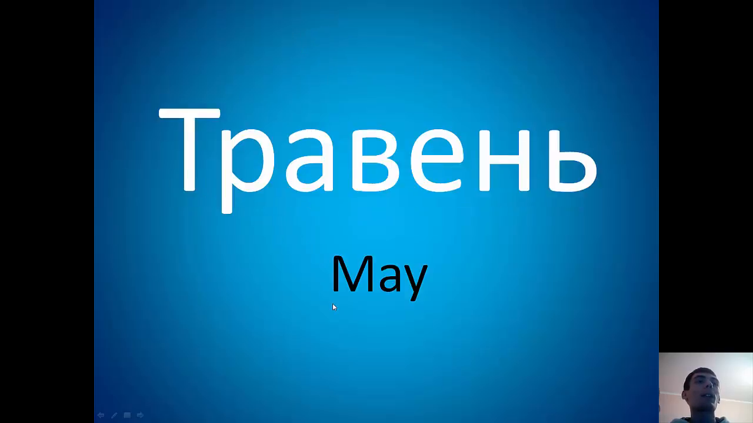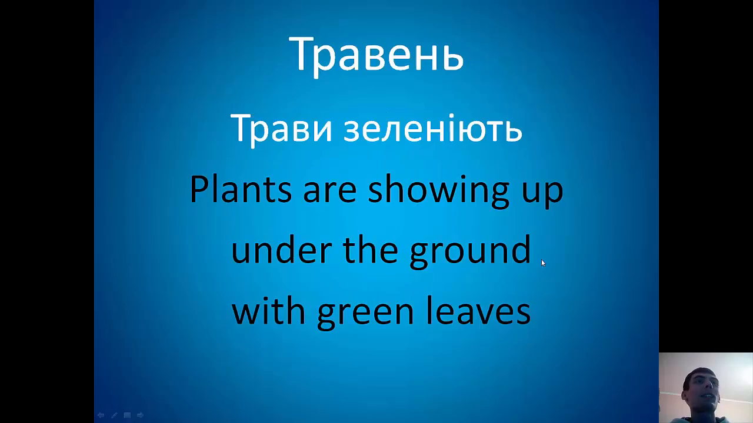The next month is May, in Ukrainian Травень. Травень. Repeat. Травень. And it's also very similar and logical. We call it Травень because in this month трави зеленіють.